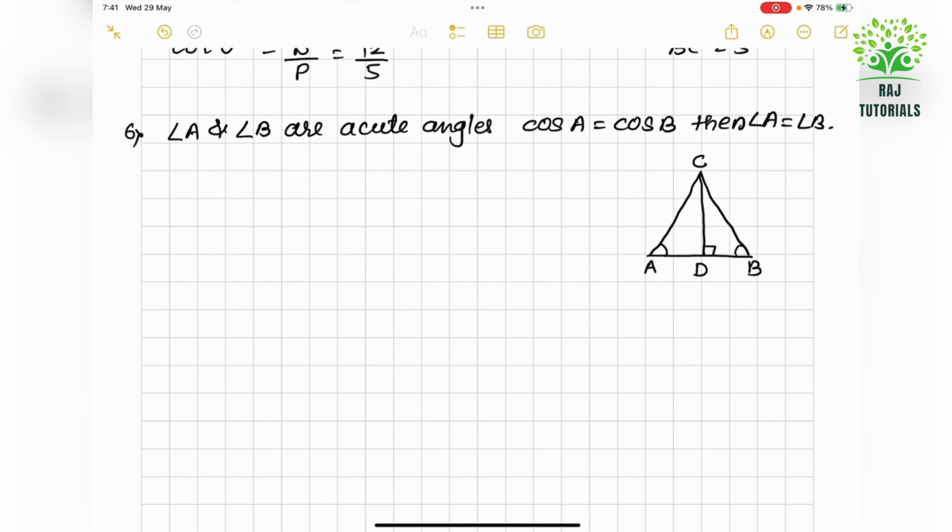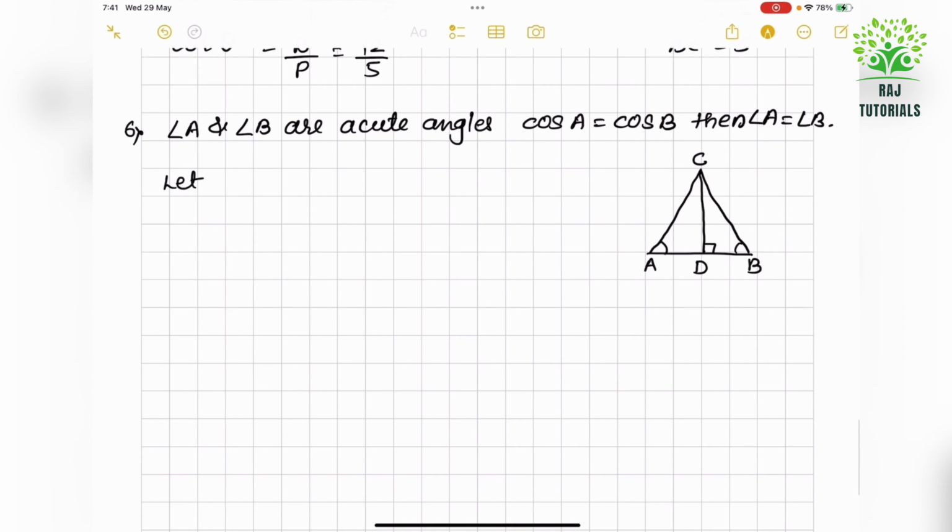Now in the next question he has given me angle A and angle B are acute angles such that cos A equal to cos B. Then prove that angle A equal to angle B. So here first of all let us assume a triangle ABC. Let triangle ABC be a triangle such that CD is perpendicular to AB.